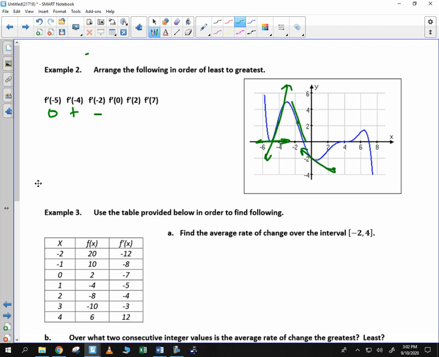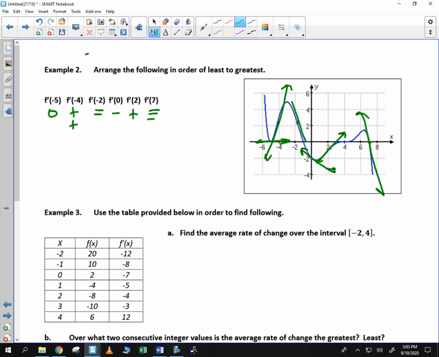That's less negative. So I'll put 2 negatives there because that's more negative. This is just less negative. F prime of 2, that's not quite as positive as the other. I'll put a 2 positive by that one. This one's just somewhat positive. And then f prime of 7, as I look at it, to me that looks like it's really negative.